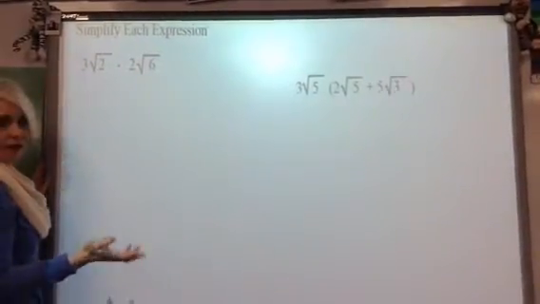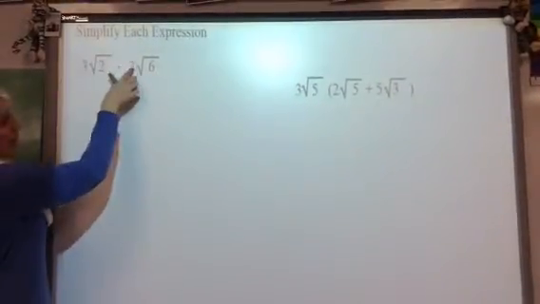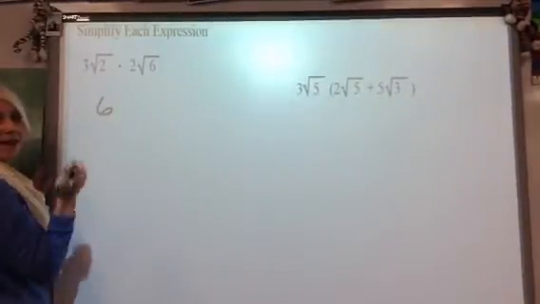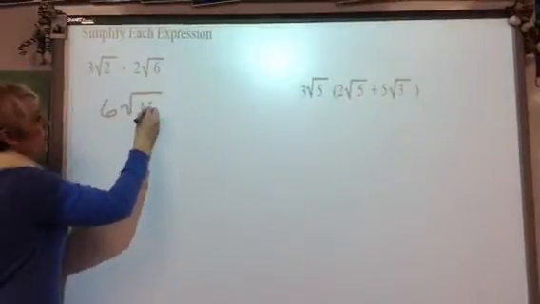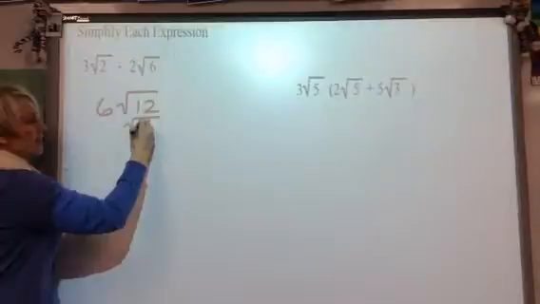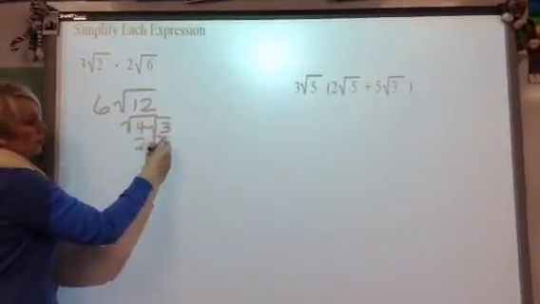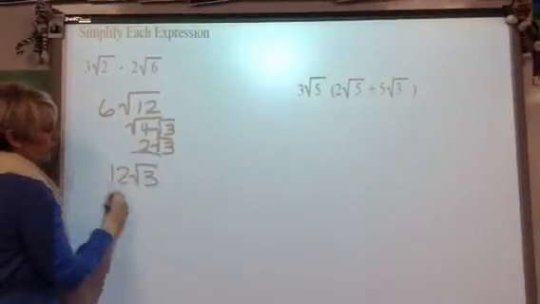Now multiplication works a little bit differently. In multiplication, I'm going to have to multiply what's outside the radical, so 3 times 2 to get 6, and then I multiply what's inside the radical, 2 times 6 to get radical 12. Now this is not simplified because there is a perfect square factor inside here. It's radical 4 times radical 3, which would be 2 radical 3. So I can take 6 times 2, which is 12 radical 3.